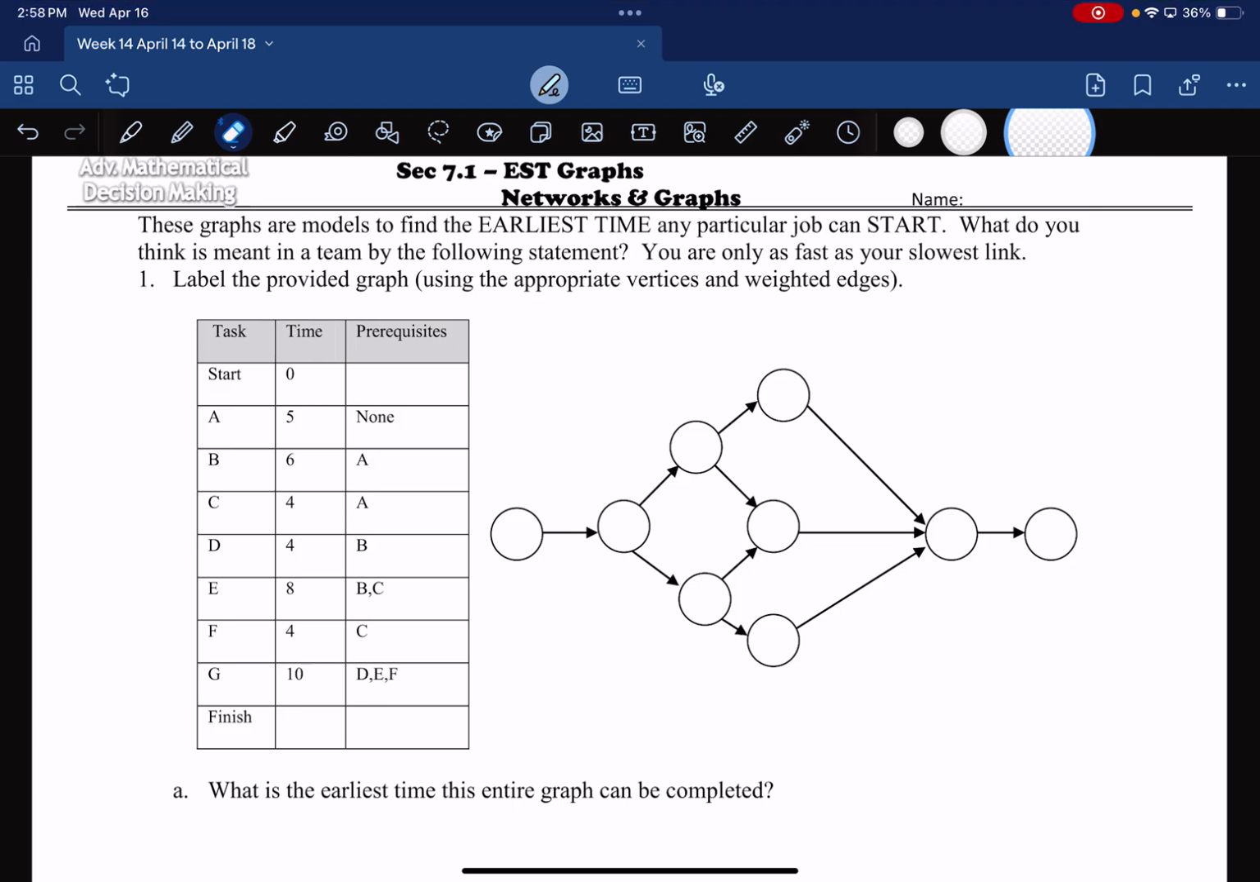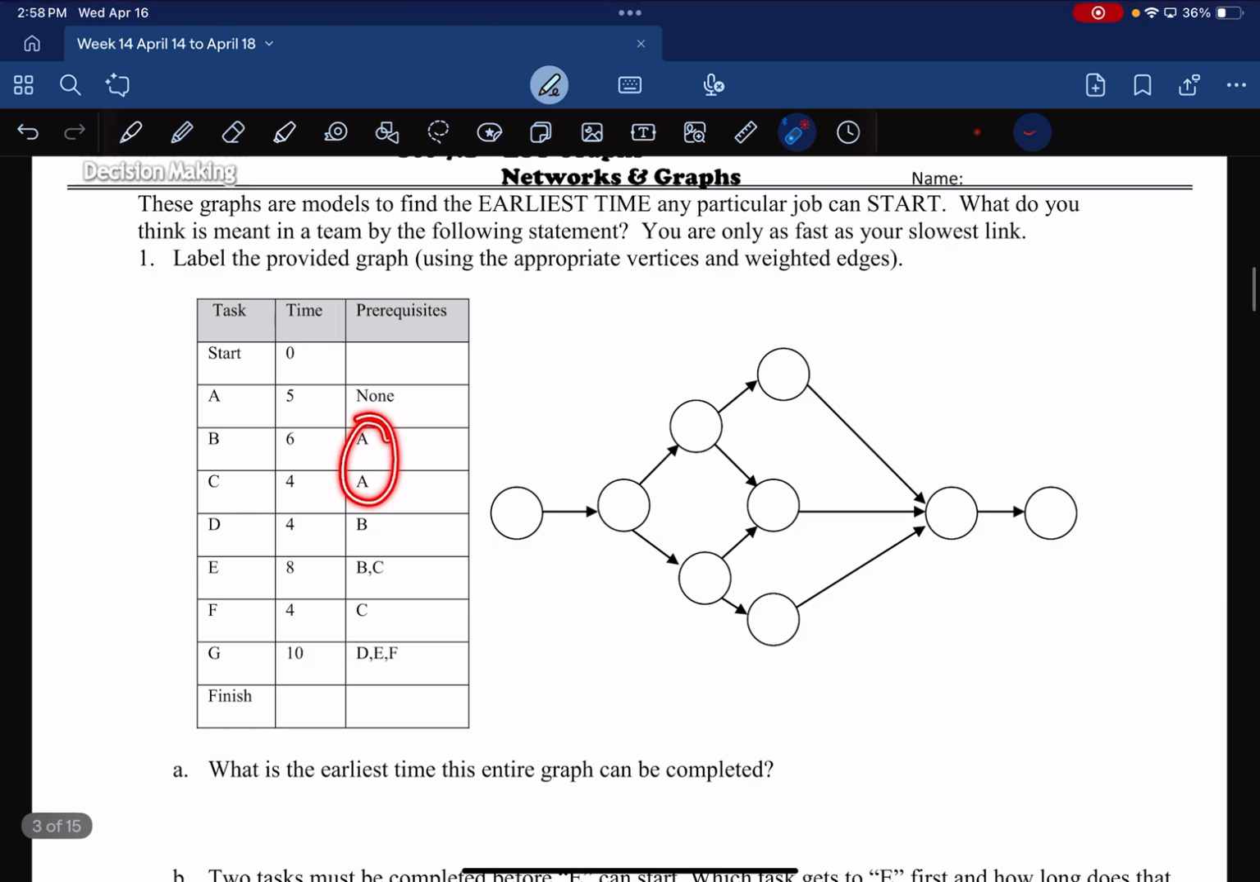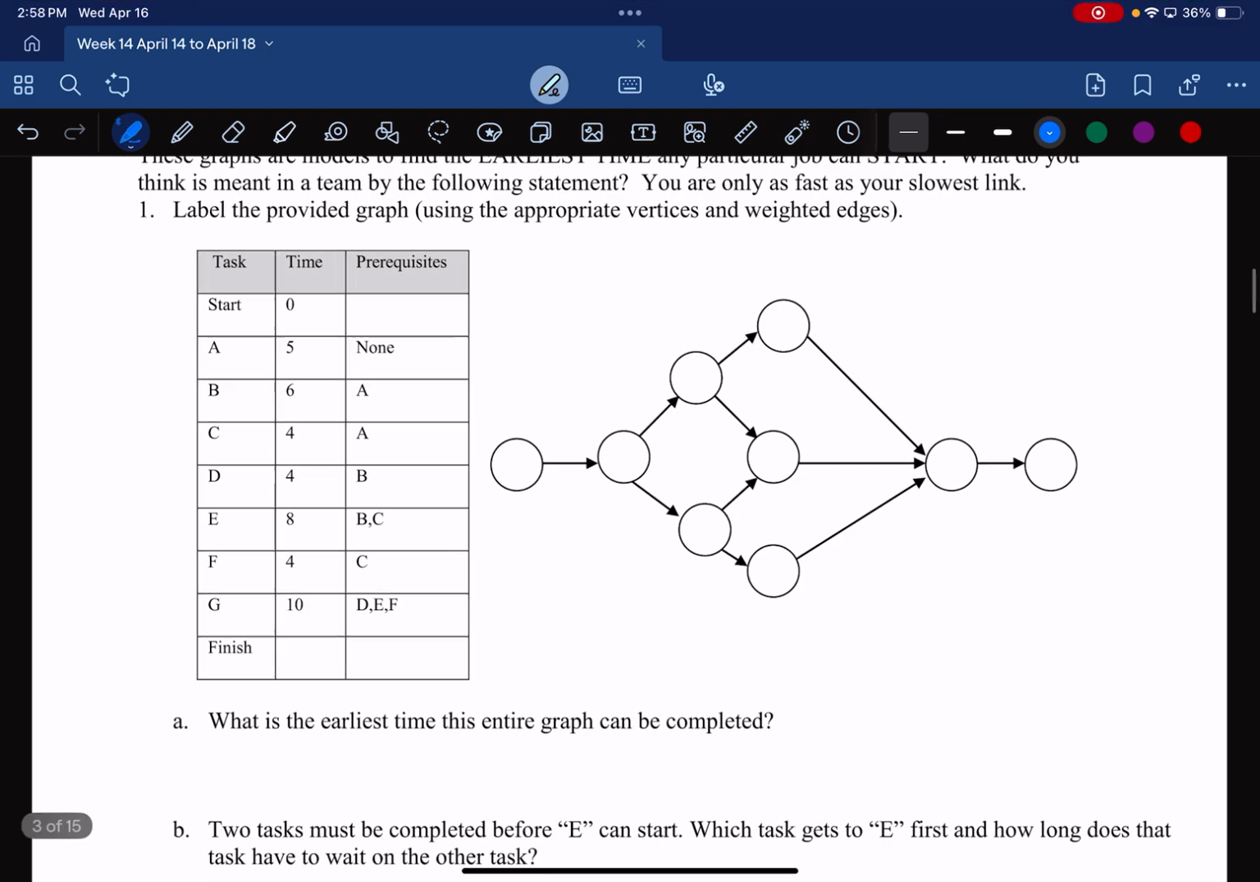So the first thing we're going to do looking at this chart is look at this column right here. That's called prerequisites. That's going to happen right before the task. So as soon as somebody is done, like A is done, it's going to show us, hey, when A is done, this is what happens next. So we're going to start our event. Starting our event is going to be marked with a star.